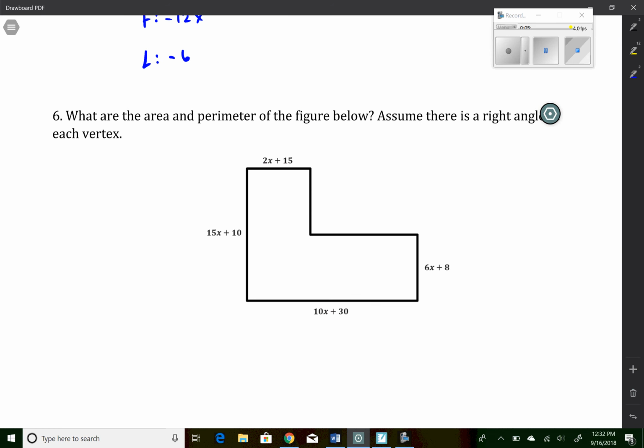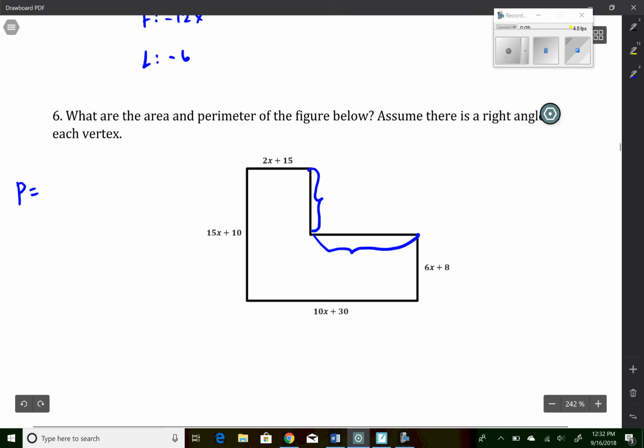Number 6, unfortunately, is a little bit of geometry. So we first have to find the perimeter. We then have to find the area. Let's find the perimeter first because that would be the easiest. So notice there are two sides that I don't know. I don't know this side, and I don't know this side. So I have to find them.